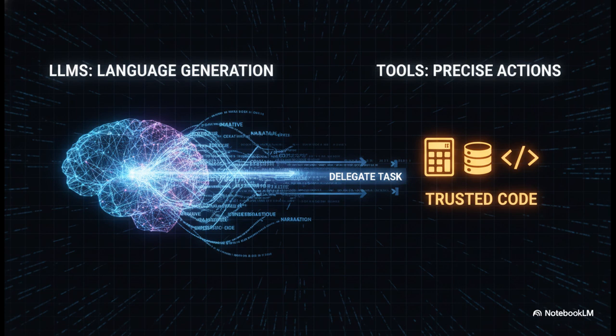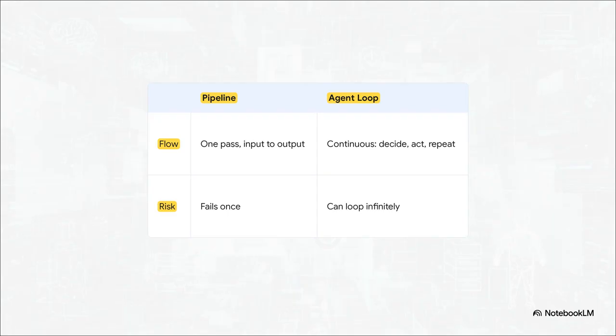Look, large language models are amazing at text, but they are not reliable for exact actions. Think about precise math or looking up a very specific piece of data. That's where tools come in. Tools let the model delegate those tasks to simple, trusted code that gets it right every single time. And you have to understand, this changes everything. A normal pipeline is like a one-way street. If it fails, okay, it fails once. But an agent, that's a continuous loop. And its biggest risk by far is looping forever.